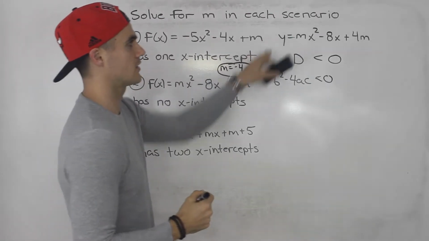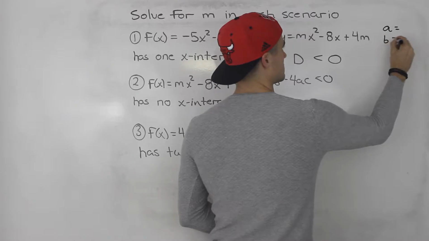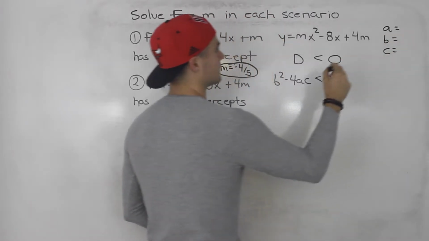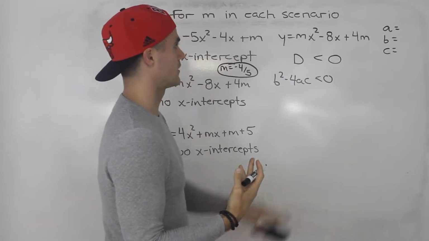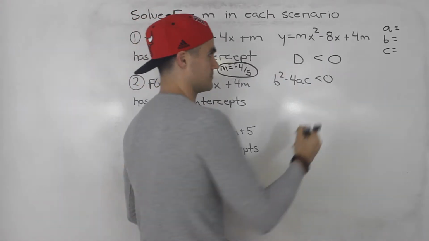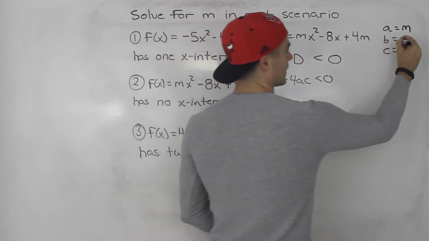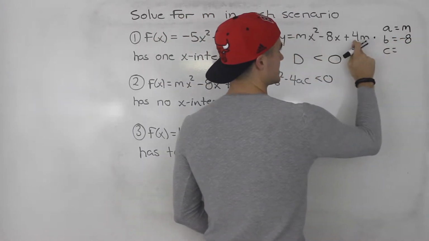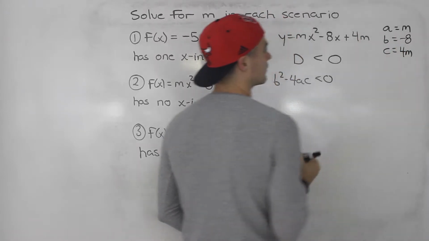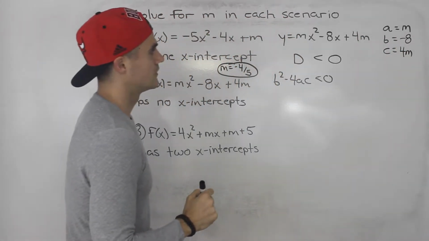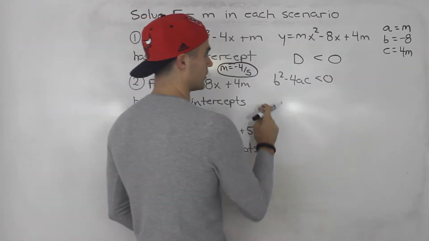So this quadratic here, what is the a value? What's the b value? What's the c value? Well, the a value is the constant that's in front of the x squared. So notice that is m. The b value is negative 8. The c value is this entire constant right there, so 4m. So what we can do is take all of those and plug them in here.